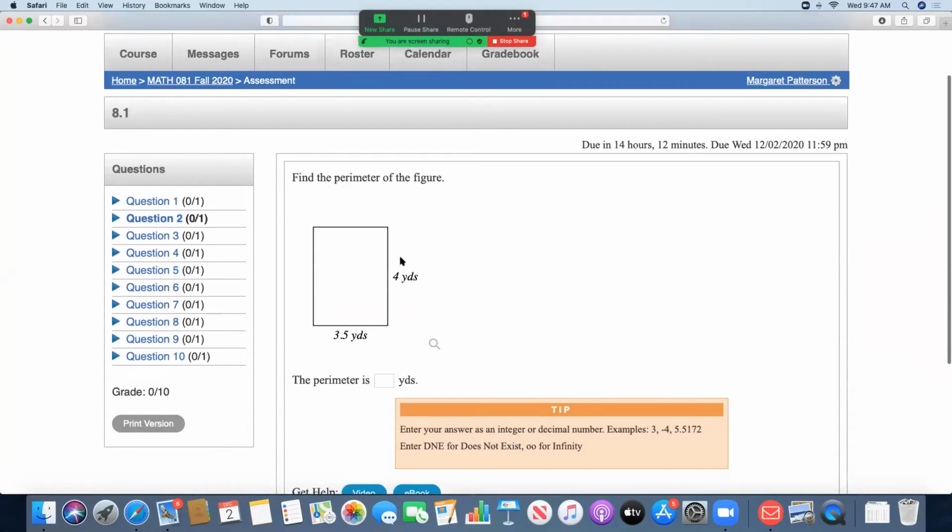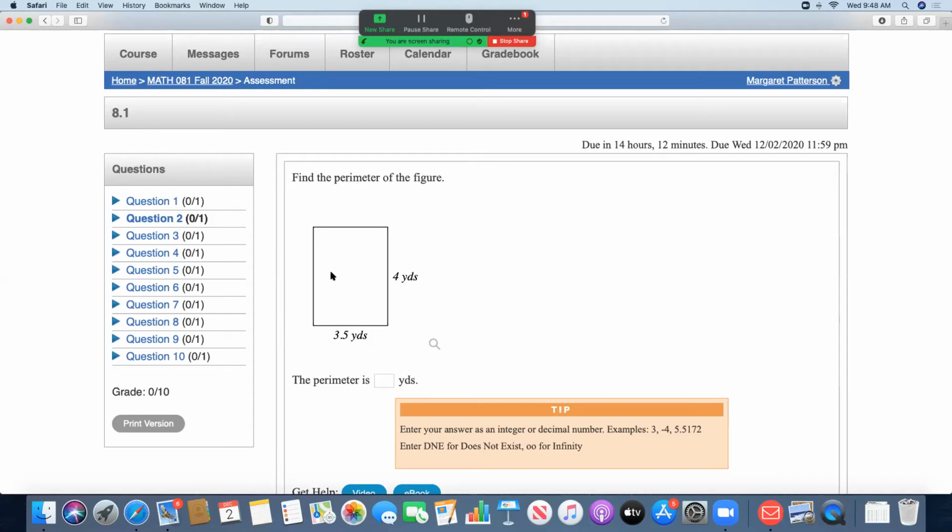Somebody asked me about number 2. They may have had a different set of numbers, but this was in a message. If you want a different problem, let me know. Notice this is a rectangle. If you need the perimeter, the answer will be in yards because both of them were in yards.